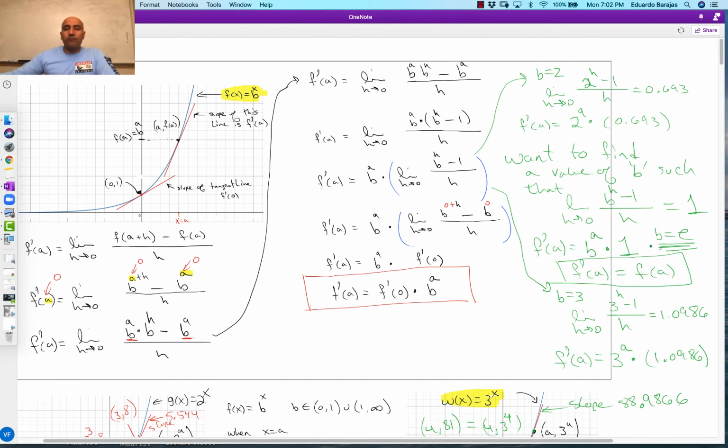Okay, so we kind of reverse engineered it. We were looking for a number that makes this work, and we found it to be approximately 2.718. It makes sense that it's somewhere between 2 and 3. So 2.718 is the number that does that. Okay, all right, let me write that down.